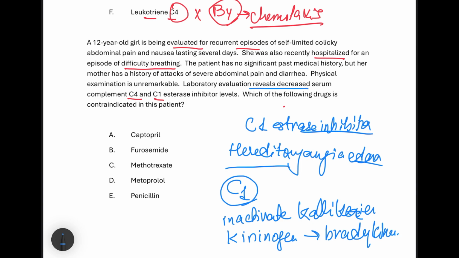In hereditary angioedema, the low C1 esterase inhibitor activity leads to an increase in active kallikrein and bradykinin levels. Because C1 esterase inhibitor is absent, there will be activation of kallikrein. What is its function? It is going to convert kininogen into bradykinin.